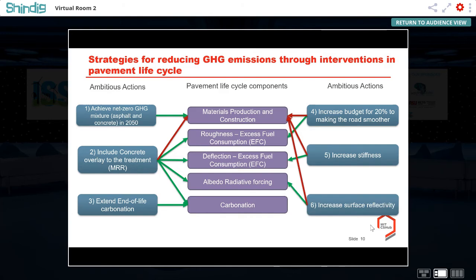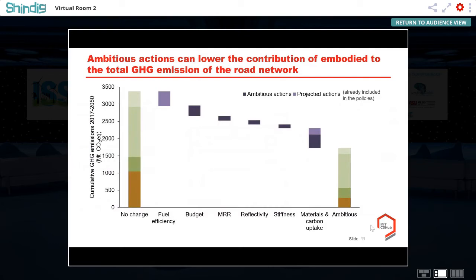And at the end, the sixth strategy is increasing the surface reflectivity, which is painting the roads with a lighter color, as you can see in some cities in the US, that will have an albedo radiative forcing effect. And on the other side, we have to spend some materials to paint those roads or change the binder type, for example, in concrete mixtures. So here are the results and the reductions that we could expect from all these solutions. It is the cumulative results from 2017 till 2050 for the US road networks for this analysis period.